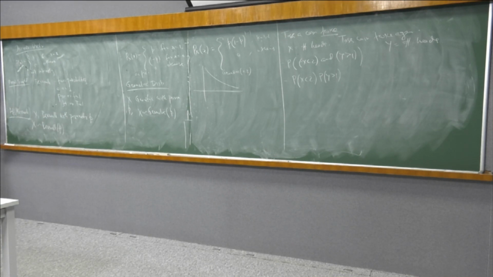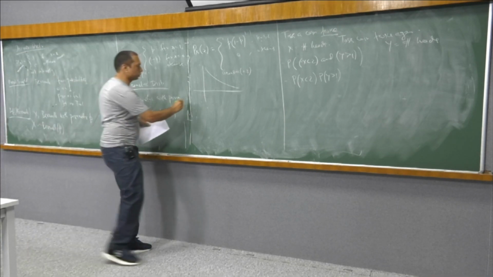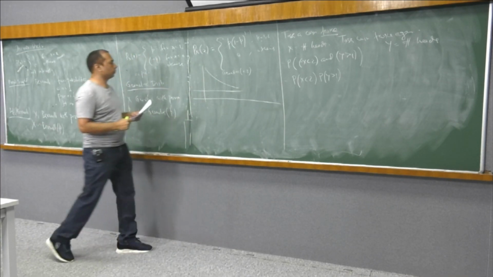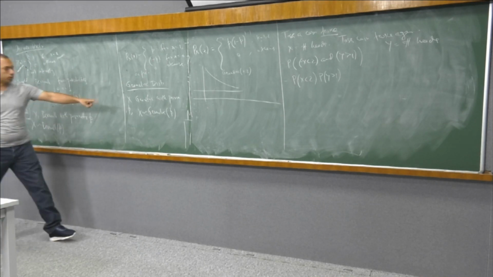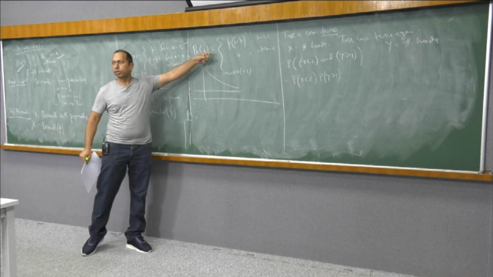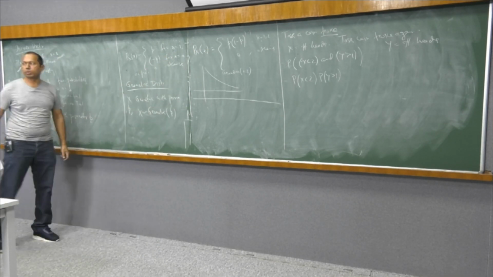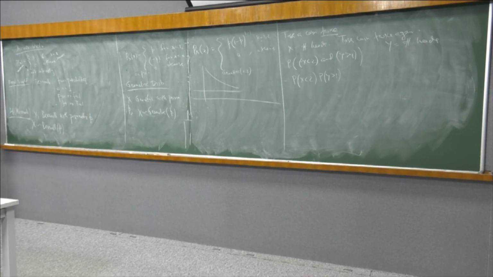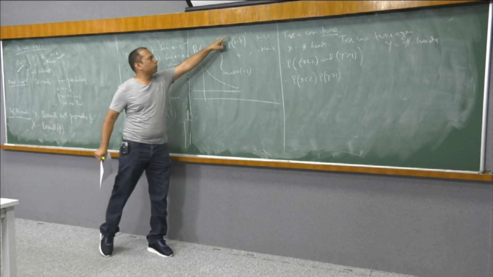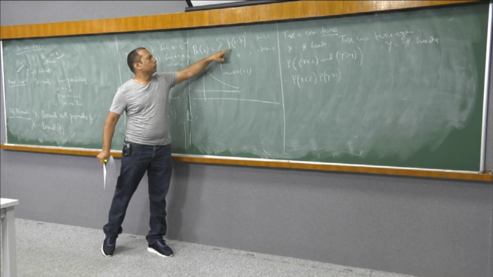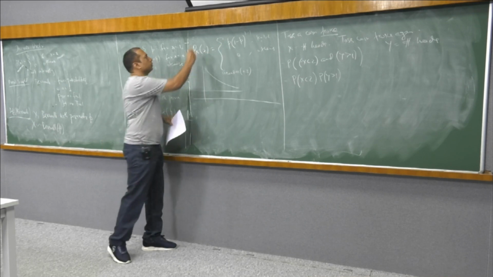Now we come to binomial, and binomial can also be understood with the coin toss. Geometric was: toss a coin until you get the first head, where P(H) is P. P(H) must be P, because that's when you don't have any power. So P(H) is P.